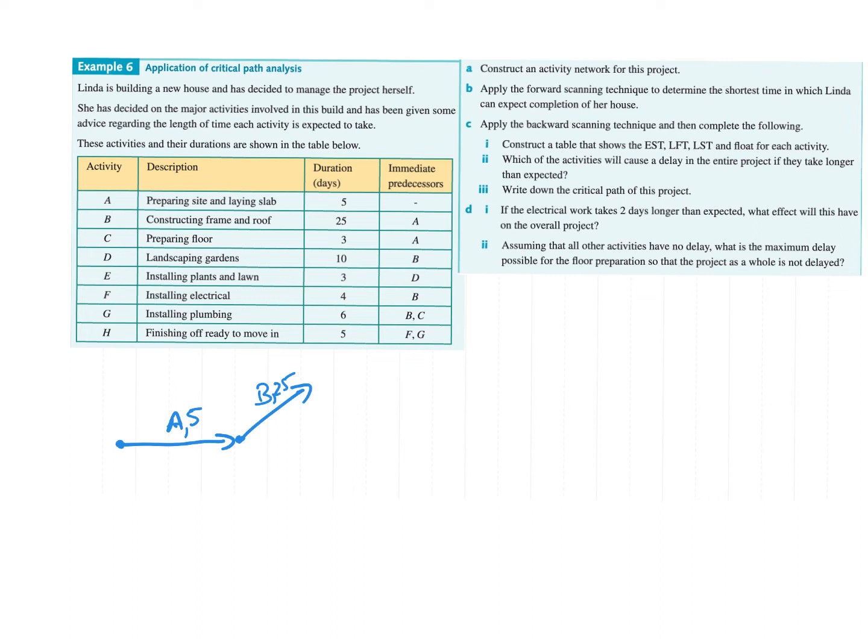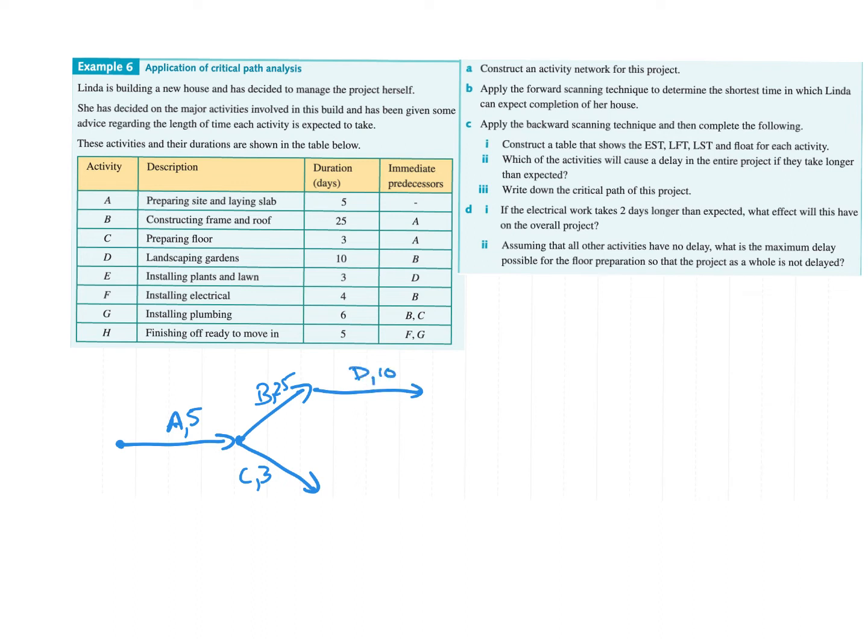And then C is preparing the floor, which also has to have the site prepared first. So we go C here, and that's only going to take 3 days to prepare the floor. The landscaping gardens apparently can't be done until they've constructed the frame and roof. I'm not sure why that is the case, but I'll believe them. So we go D, and that is 10.